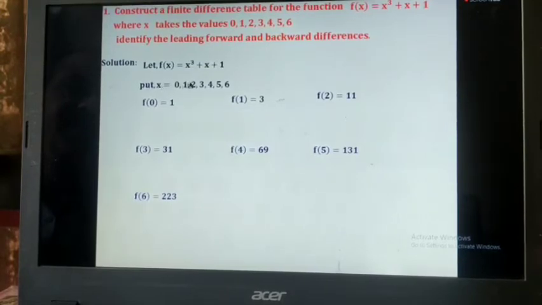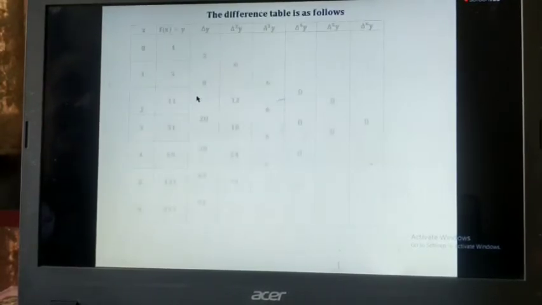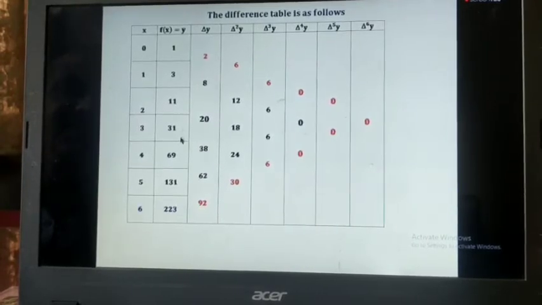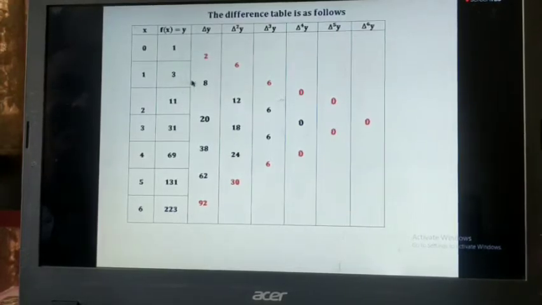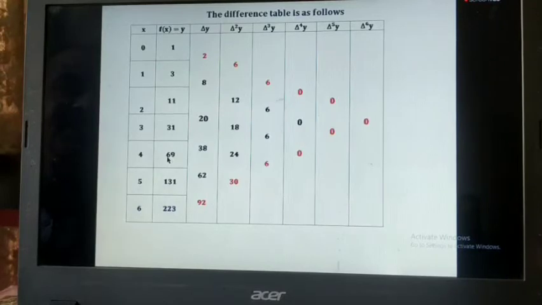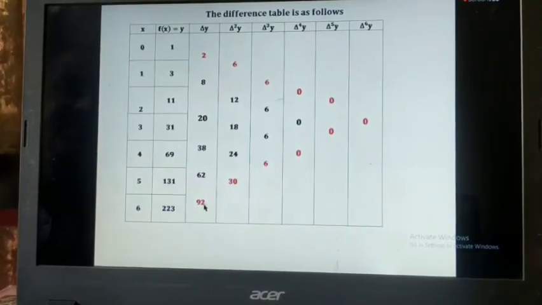So the first column of the difference table is x, the second column is y equal to f of x. So this is the table containing x, f of x and the corresponding differences. X is given as 0, 1, 2, 3, 4, 5, 6. Corresponding f of x, we found: 1, 3, 11, 31, 69, 131 and 223. So delta y: the difference 3 minus 1 is 2, delta y0. Delta y1: 11 minus 3 is 8. Delta y2: 31 minus 11 is 20. Next difference 69 minus 31, next difference 131 minus 69, next difference 223 minus 131, which is 92.